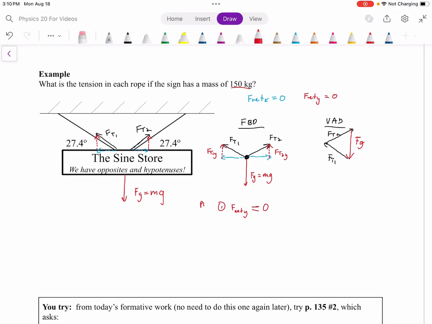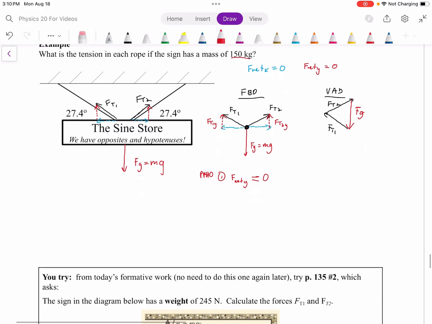Start simple with the basic physics principle. If it's not accelerating, F net has to be 0, right? Physics principle number 0. So what is F net y? What contributes to F net y? Well, we've got Fg, the y component of the first tension, and the y component of the second tension. So add those up, they have to equal 0.